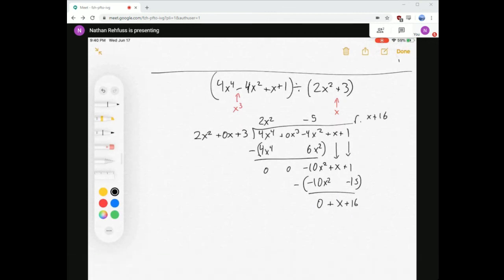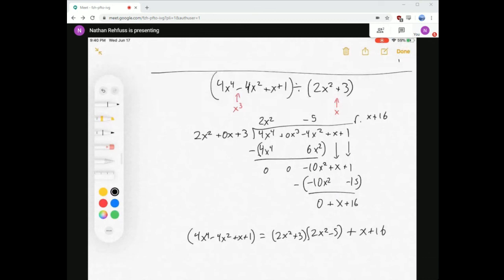I could write that 4x to the fourth minus 4x squared plus x plus 1 is equal to 2x squared plus 3 times 2x squared minus 5, plus x plus 16.